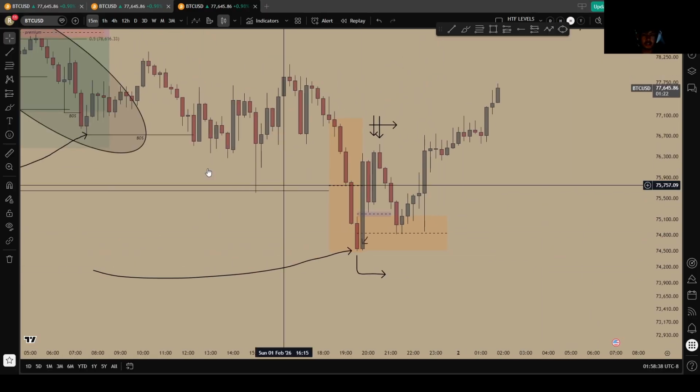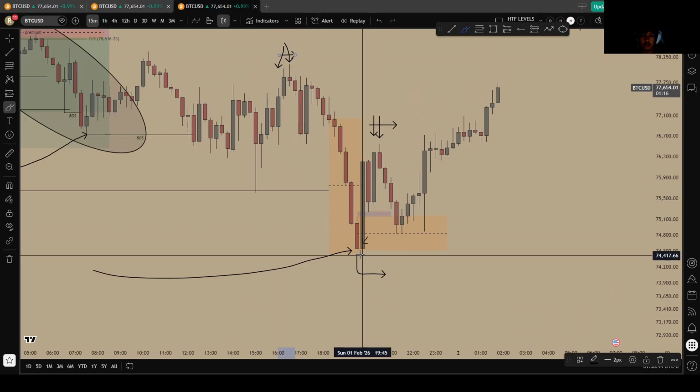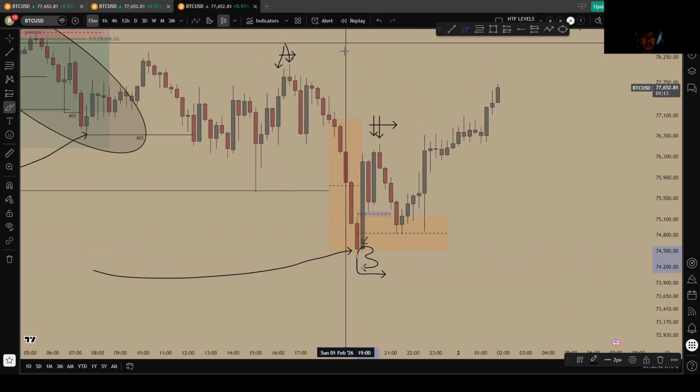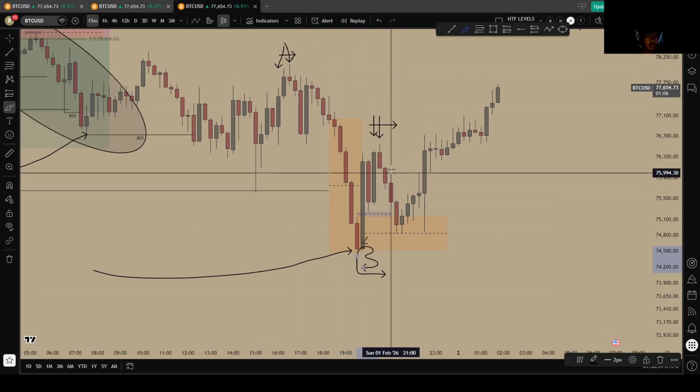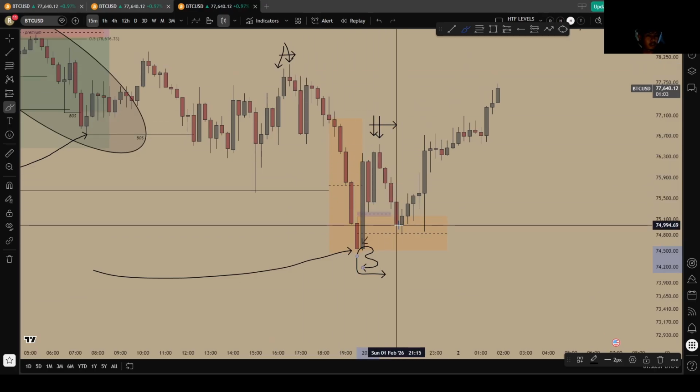So the context behind this is that price has been trending down from point A to point B, right? So this is point B, okay? From point A to point B, we've been in a downtrend. That's where we were. Where we're at now is that price establishes a high. We're then retracing into this order block, right?